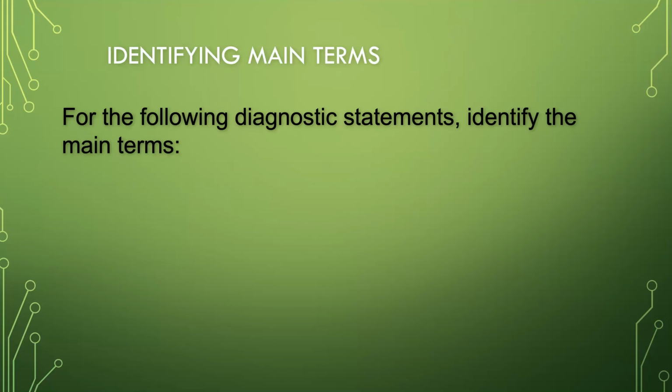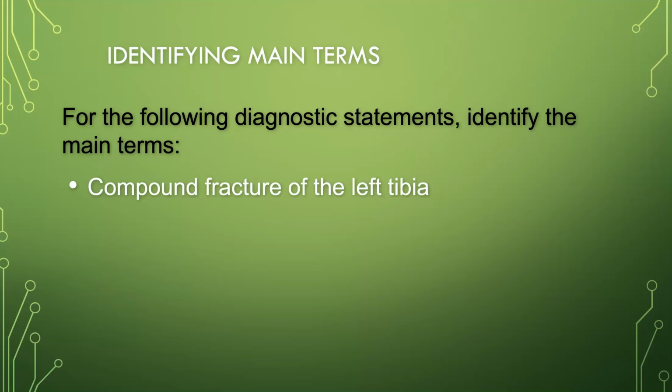So let's do a little bit of review about main terms, because this is an area where, if you don't have the main term, it's going to really hinder you in finding the correct code. In the diagnostic statement, compound fracture of the left tibia, I want you to think about what would be the main term. So pause this presentation and think about what would be the main term. Where would you start to look in your index? That's our first step.